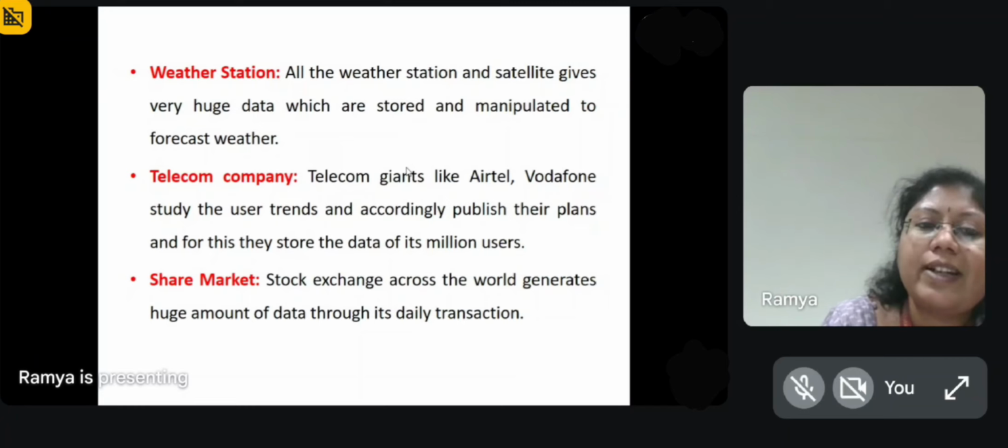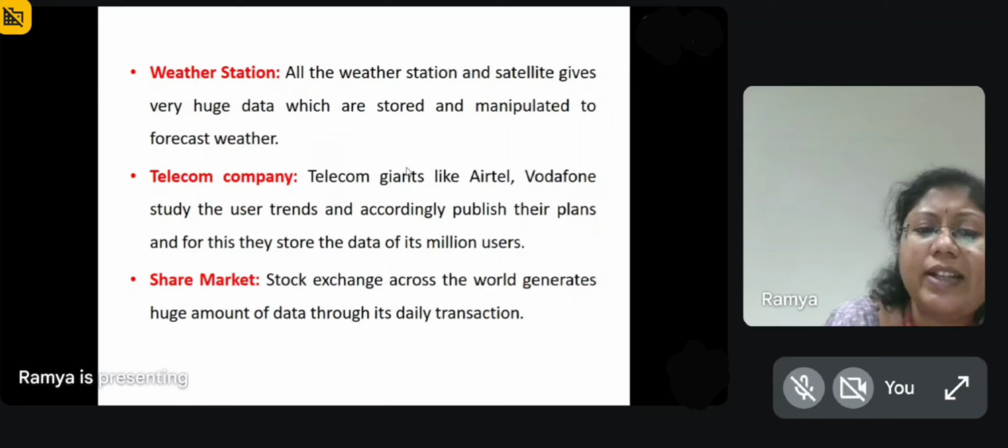Next we have the telecom companies. Telecom giants like Airtel and Vodafone study user trends and then publish their plans, so they use all that data. They also need millions of users' data to be stored. A traditional database system does not offer that facility, so the technology took a different route where they started to use big data.